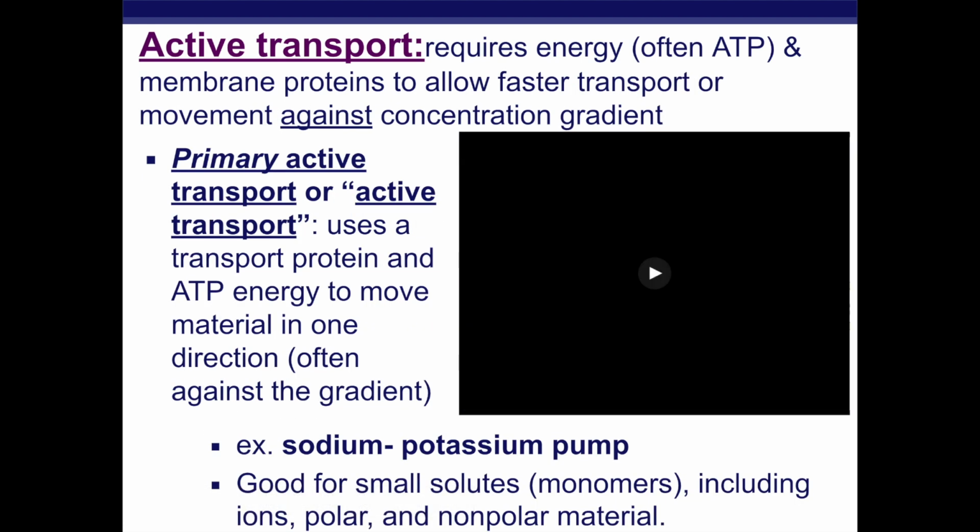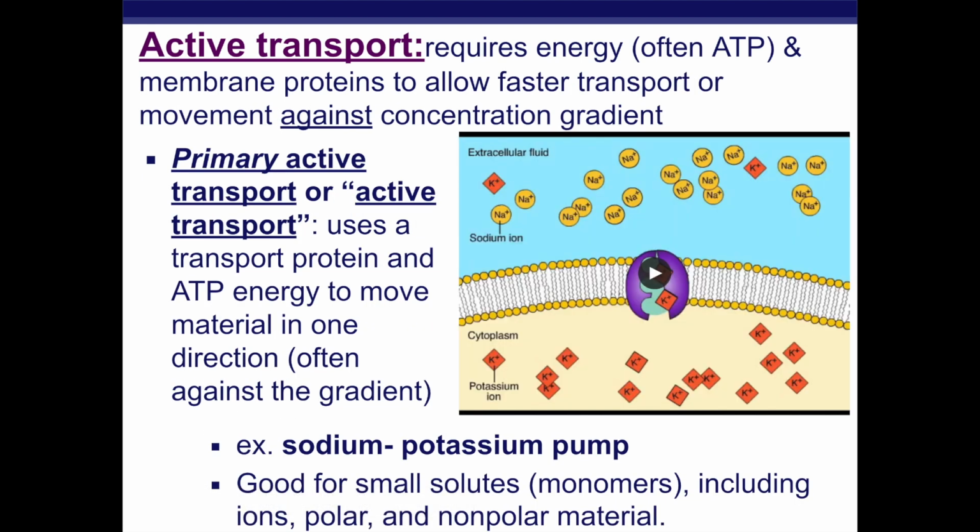Okay, so the most annoying named type of active transport is also named active transport, but another name for it is what's known as primary active transport. So it's the use of a transport protein and ATP energy to move material in one direction. Generally speaking, you're going to use this when you're trying to go against the concentration gradient, though you can use it to move things in a direction a little bit faster than might normally occur with diffusion.